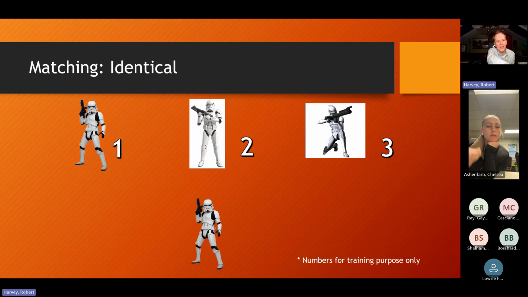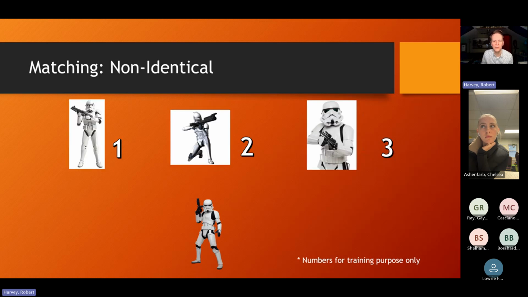This one's super easy, right? But this is usually where we start, where we match identicals. All right, Chelsea, which one is correct? Number one. Okay, so these numbers, we usually don't put those in the field. You might if you were teaching number discrimination, but these are just for purposes of the training because I can't see what Chelsea is touching. All right, so now we're going to move to non-identical matching.